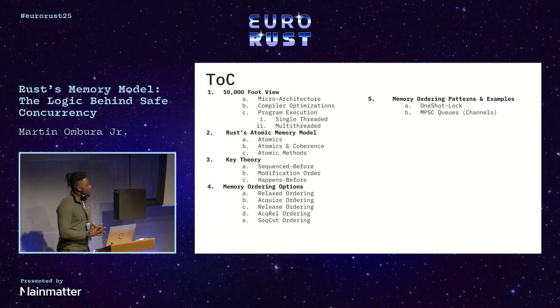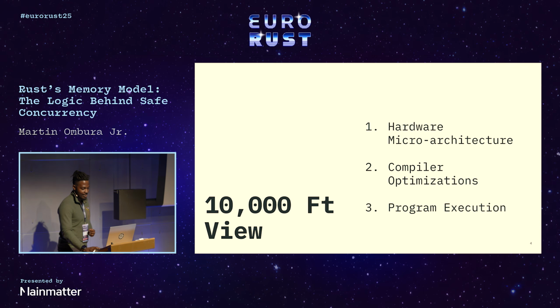So at a high level, my talk is going to cover the 10,000-foot view. How do we get to this point with all the concurrency issues we seem to have? We look at Rust's atomic memory model and how that borrows from C++ and C. We look at some of the key theory that will underpin a lot of the things I talk about after, so memory ordering options, as well as some of the patterns and examples at the end. It's a tough topic to try and condense into 30 minutes, so I'll give it a shot.